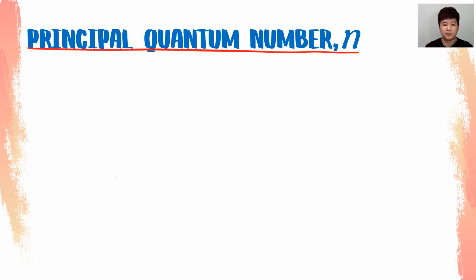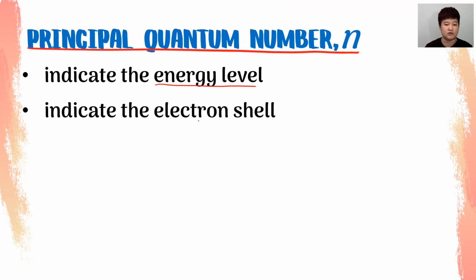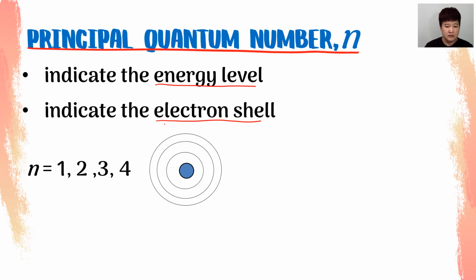First and foremost, the principal quantum number. The principal quantum number indicates the energy level, or what we call the electron shell. So it will tell us where the electron is located. For example, this is your nucleus. This is your shell number 1, therefore it is labeled as n equals 1. This is your second shell, therefore n equals 2. This is the third shell, therefore n equals 3. So the principal quantum number shows which energy level the electron is located at.